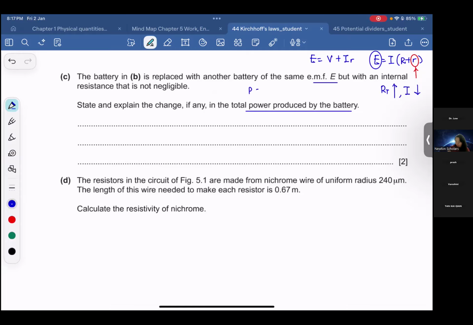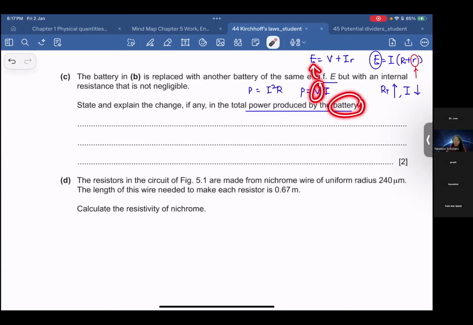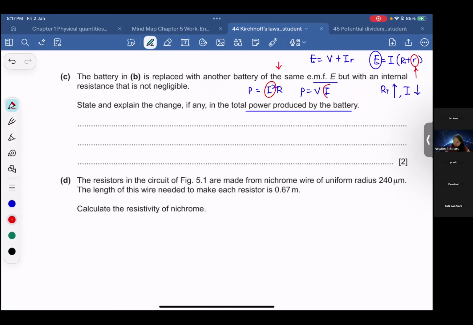So I can say that P equals I squared R or P equals VI. The V here actually is the EMF, the voltage of the battery. We call it EMF, so it's constant, it doesn't change. But the current decreases, so your power should decrease. This part is constant, this part decreases, so your power also decreases.